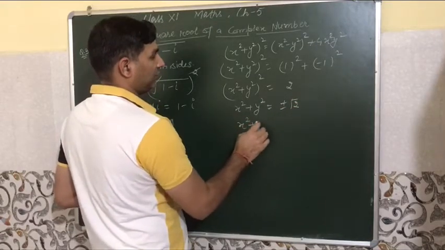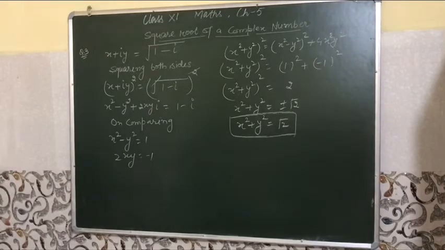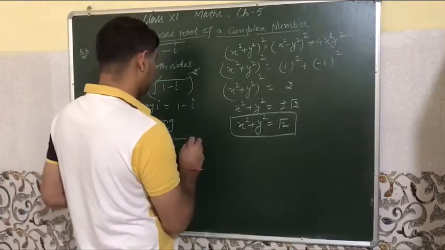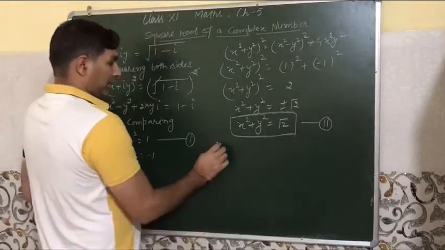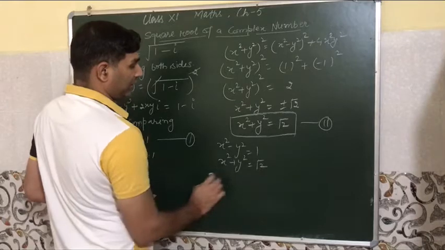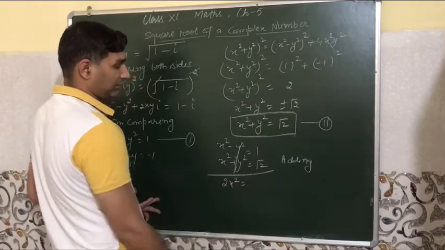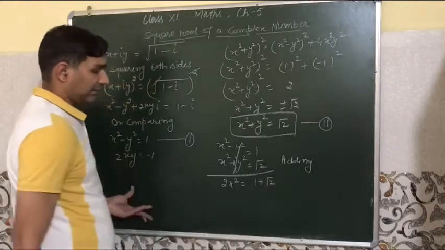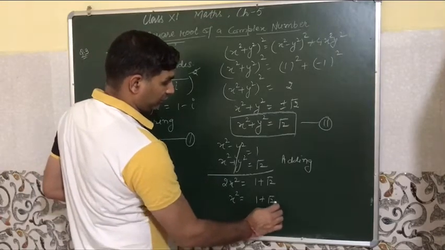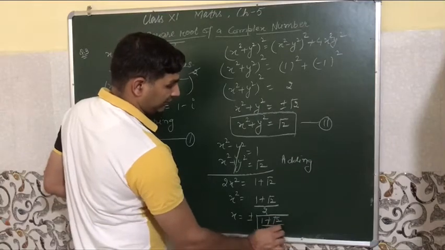This value is 2. Then x square plus y square is equal to plus minus root 2. Then x square plus y square is equal to root 2, it's positive, since the sum of squares of two positive terms is positive. Then find the value of x and y. Then this equation 1 and this equation 2: x square minus y square is equal to 1 and x square plus y square is equal to root 2. Adding equation 1 and 2, this cancels out, 2x square is equal to 1 plus root 2, and then x square is equal to (1 plus root 2) upon 2, and then x is equal to plus minus the square root of (1 plus root 2) by 2.